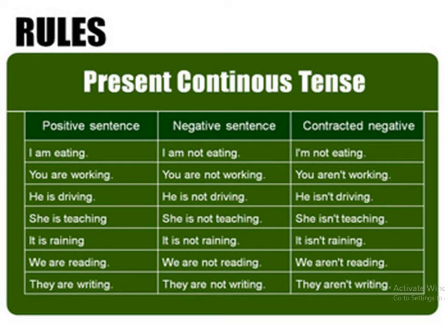And in the same way we can make the negative sentence. I am not eating. You are not working. He is not driving. She is not teaching. It is not raining. And when we contract am not, which is not in your syllabus, but you should know about it, you are not eating. Yeah, I am not eating.